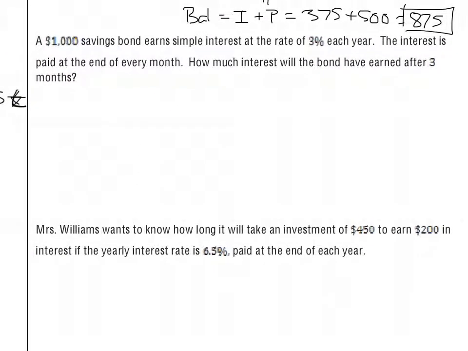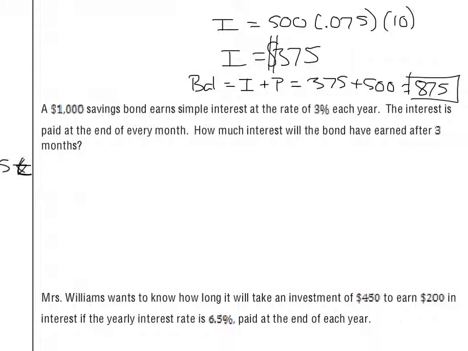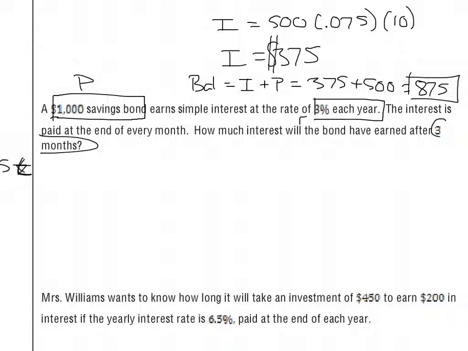All right. A $1,000 savings bond earns simple interest at a rate of 3% per year. The interest is paid at the end of every month. How much interest will the bond have earned after 3 months? So looking at this one, we identify here, this is my principal. A bond is just a way to invest money or let somebody borrow money. 3% each year, this is our interest rate. And our time here is 3 months.